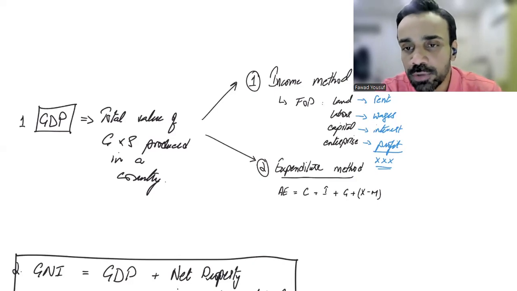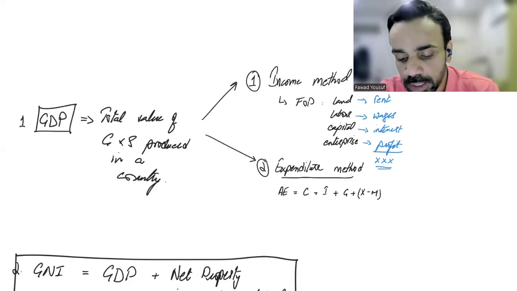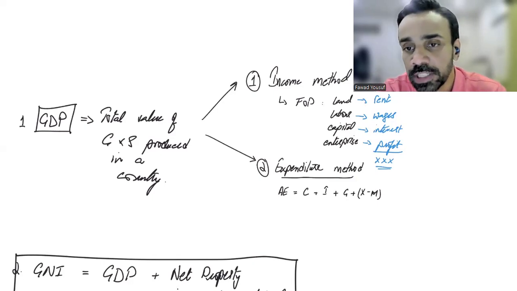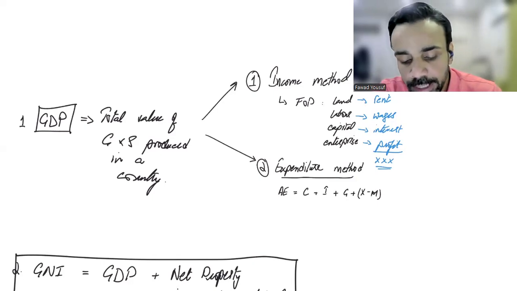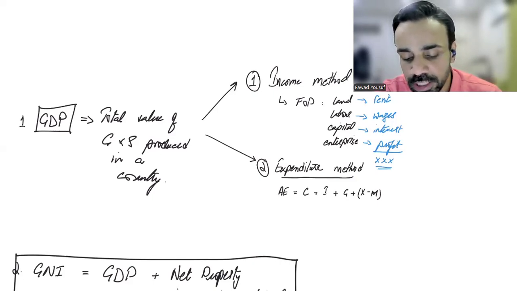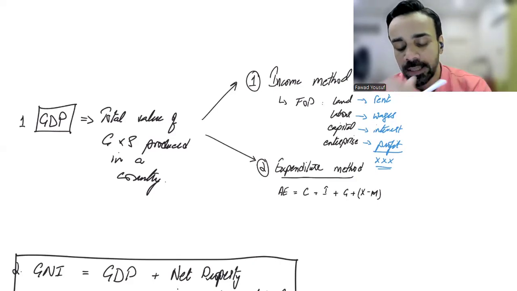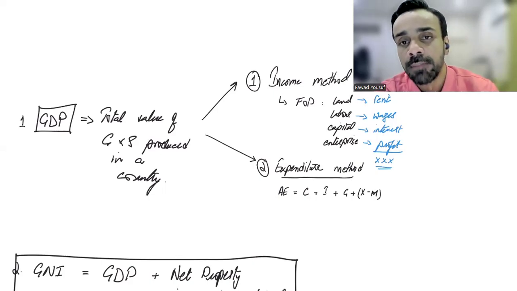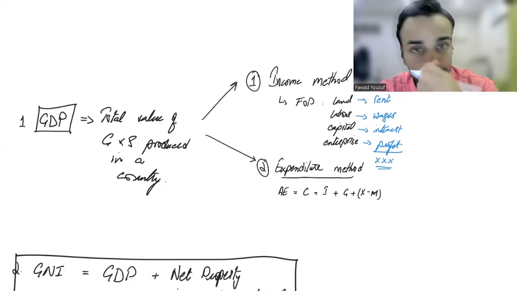X minus M, we're subtracting M because it's not a Pakistani good. GDP is supposed to be everything produced in Pakistan, so we subtract M from it. So consumers buy the stuff, businesses do investments in goods and services, government buys it, and export import. You add them up, you get yourself the same number जो income method में आता है.